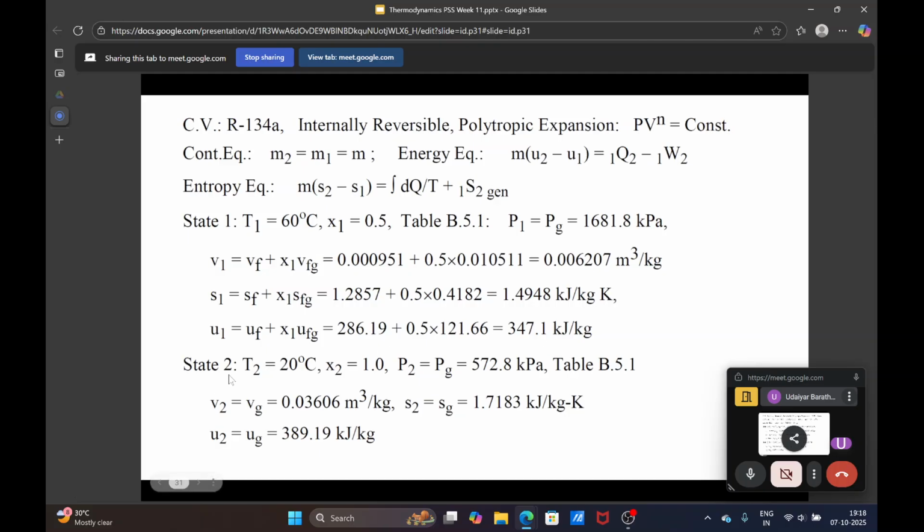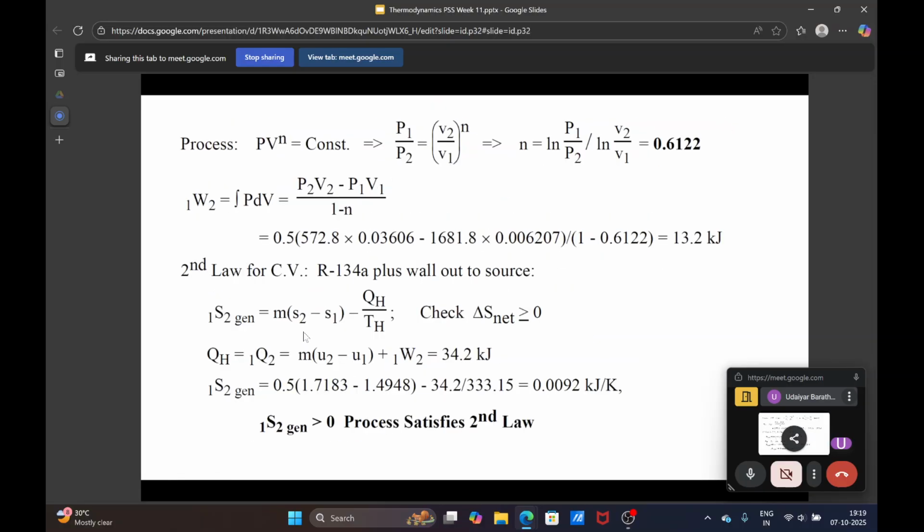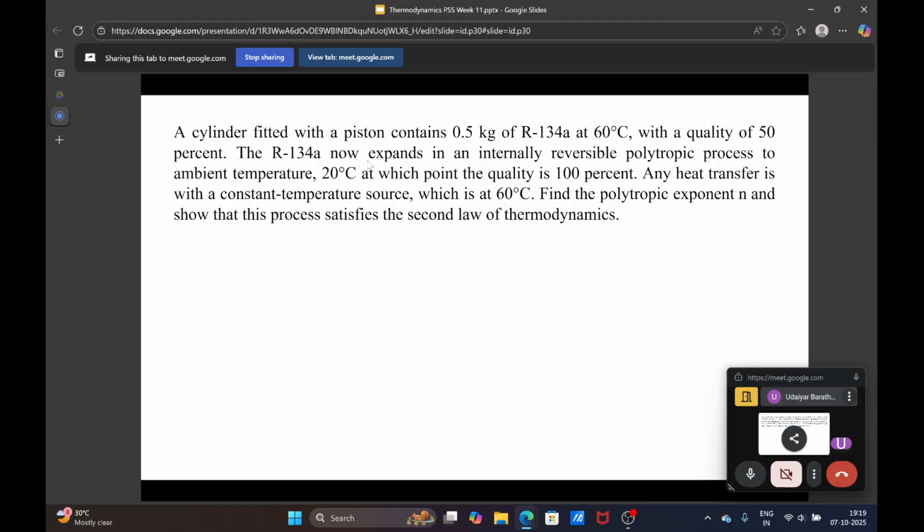And similarly state 2, which is at 20 degrees Celsius and quality of 1. So here P2 is 572.8 kilopascal and specific volume is 0.03606 meter cube per kg, and entropy again is saturated vapor, it is 1.7183 kilojoule per kg Kelvin, and U2 is the saturated vapor internal energy, which is 389.19 kilojoule per kg. So this is all from the table based on the information given.